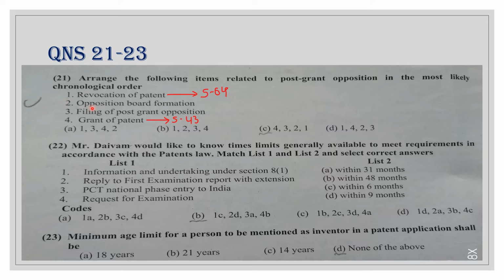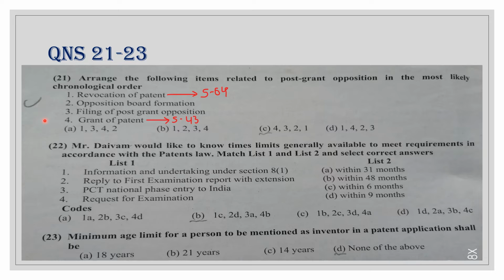Fine. The next one is opposition board formation. When there is some opposition, then only a board will be formed, and till now we have not opposed anything. And the third thing is filing of post grant opposition. See the term here, post grant. When will the post grant opposition occur? When there is a granted patent. That means when the first activity is the granting of a patent, then only the concept of post grant opposition will come. Fine.